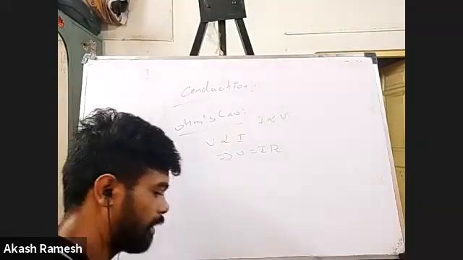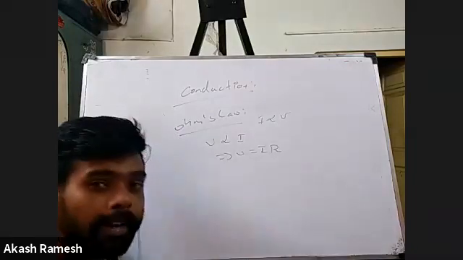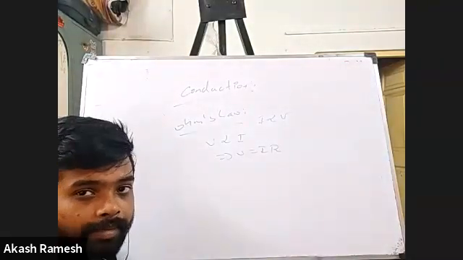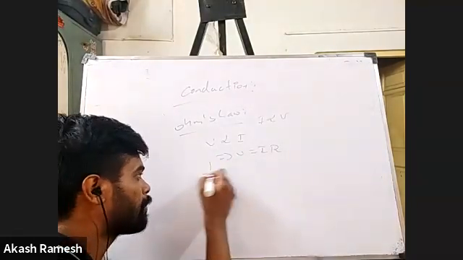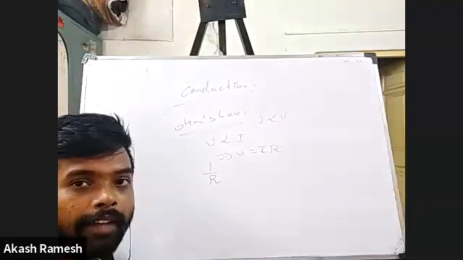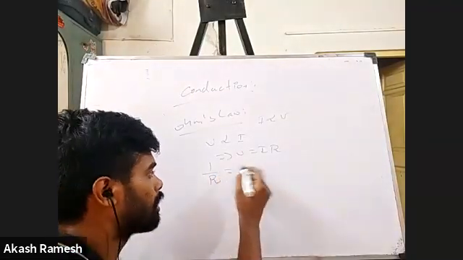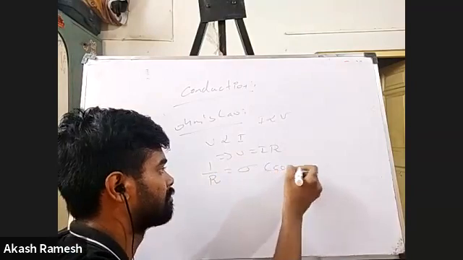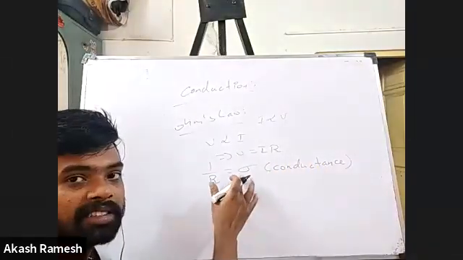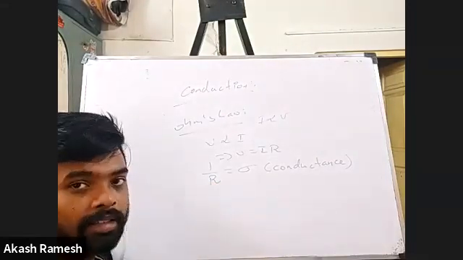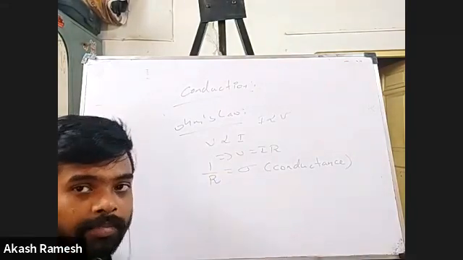Now we already know what resistance is. It is the opposition offered by the conductor to the flow of current. Now I hope you know this term: when I take the reciprocal of resistance, that particular value is called conductance. This is sigma. Sigma represents conductance, so the reciprocal of resistance is my conductance.